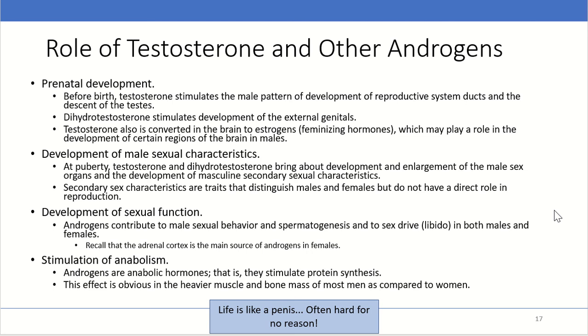And then last but not least, testosterone and other androgens are going to be very important for the stimulation of anabolism, which, if you remember from previous lectures, is the building up of larger molecules from smaller pieces. So androgens are anabolic hormones, and that is they're going to stimulate protein synthesis, so the building up of larger proteins from smaller bits. This effect of the stimulation of anabolism is going to be obvious in the heavier muscles, as well as the increased or larger bone mass that you'd see in most men in comparison to women.